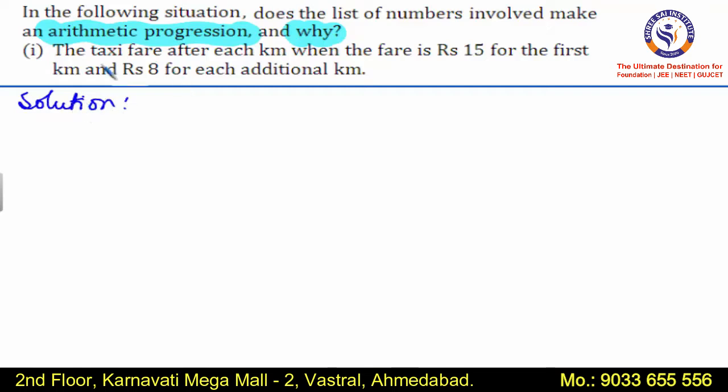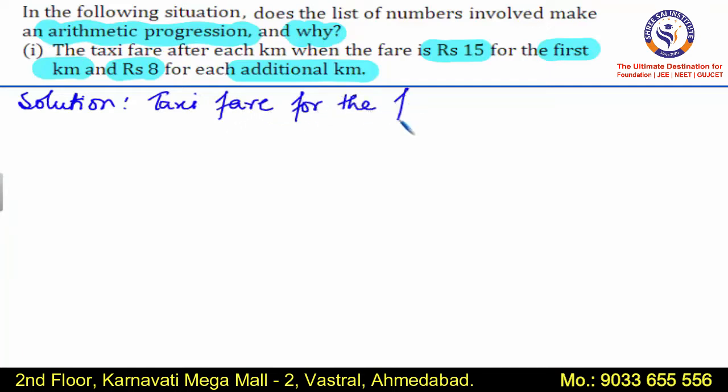It says the taxi fare after each kilometer, when the fare is rupees 15 for the first kilometer and rupees 8 for each additional kilometer. So, according to the question, we are given taxi fare for the first kilometer is equal to rupees 15. Let us denote it by A1.